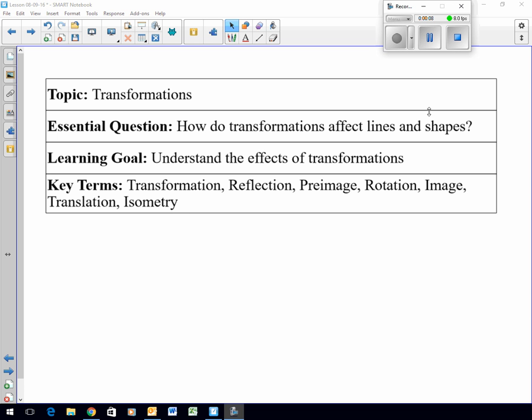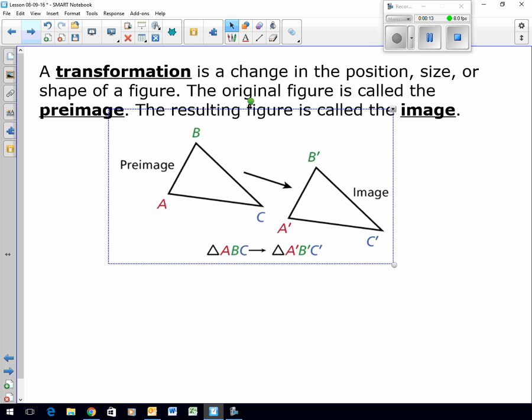Any questions, comments, side remarks, jokes? All right, here we go. Yes, I have big ears. It's not shocking. All right, here we go, guys.